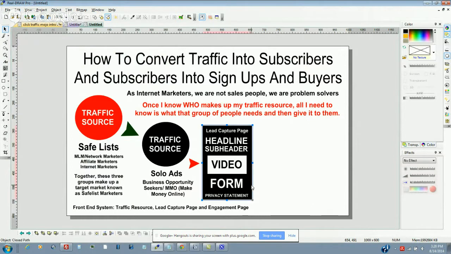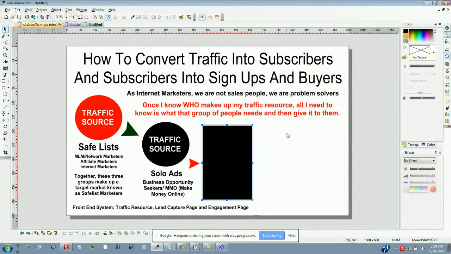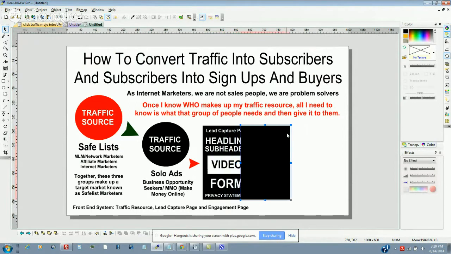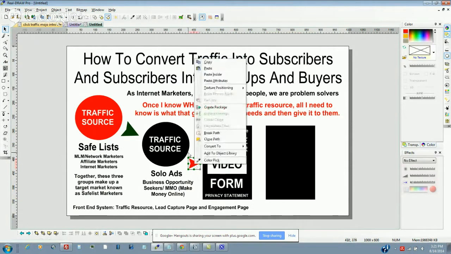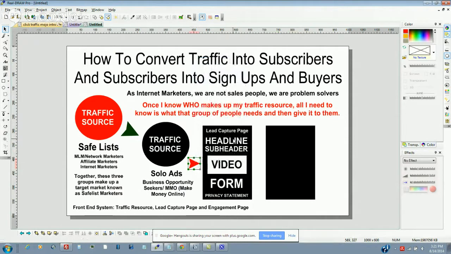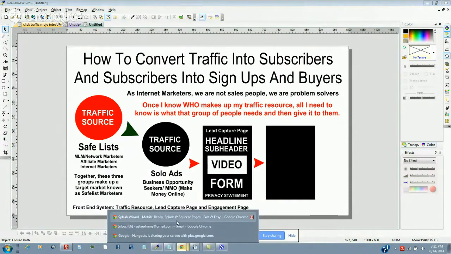But now is when I'm going to start the process of converting subscribers to buyers. And that process starts on something called an engagement page, because there's multiple elements of my marketing system that are going to determine how successful my marketing campaign is. And these pages right here are going to make you or break you. All right. So let's go look at a sample engagement page.